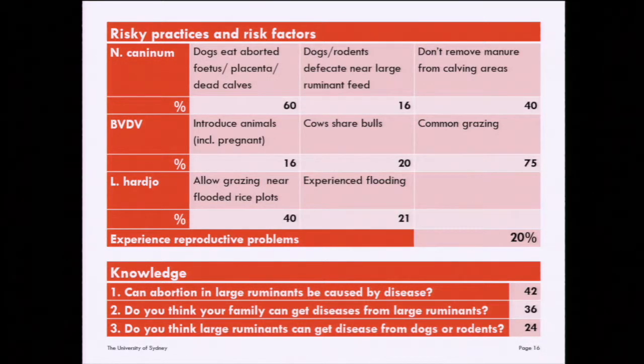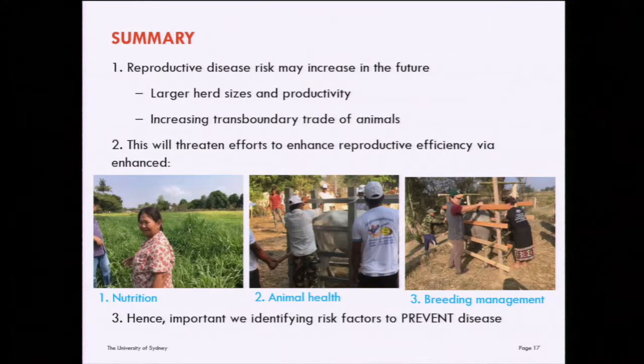So I think what this suggests is that farmers are engaging in risky practices because they don't realise that they can cause diseases in cattle and humans. And by addressing knowledge, this is potentially how we're going to start changing those practices. So just to summarise, it's more than likely that reproductive diseases are going to become increasingly important in the future. We're starting to have increasing herd sizes, we are getting increasing productivity, and there will be increased transboundary trade.